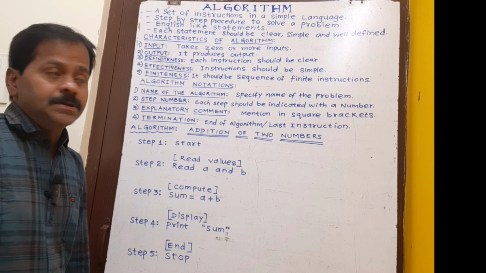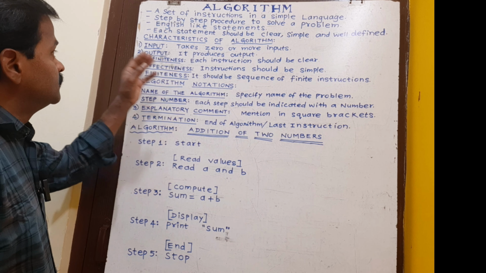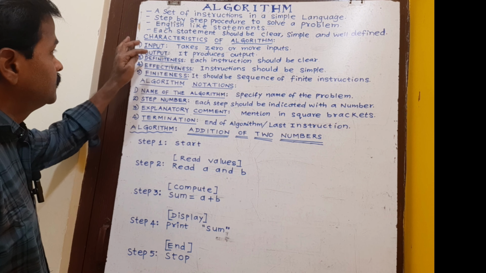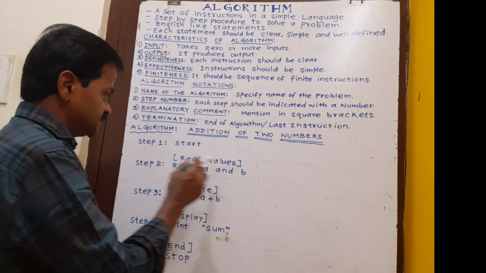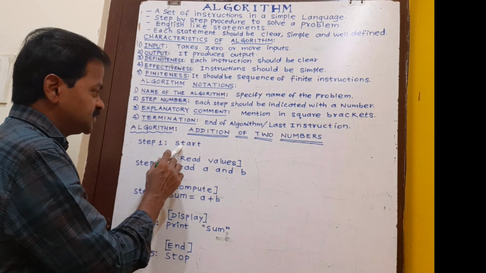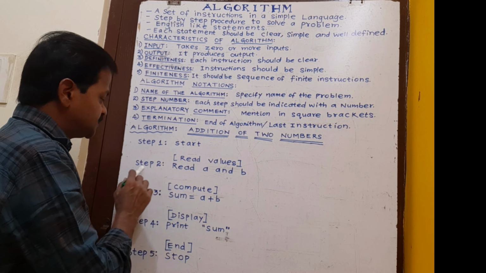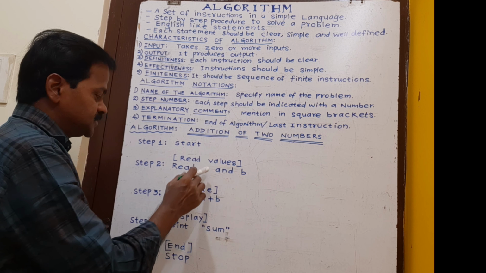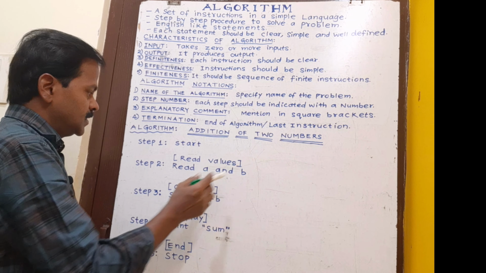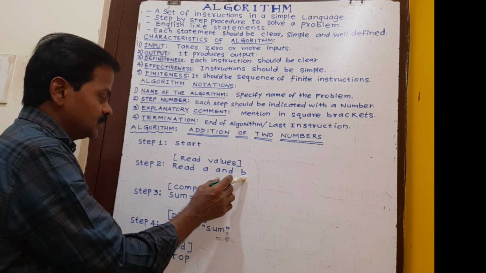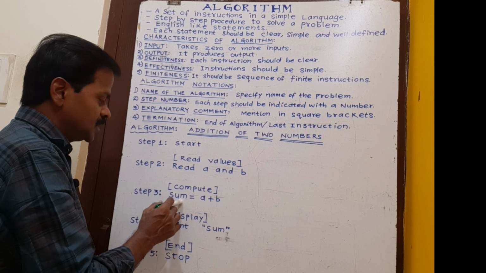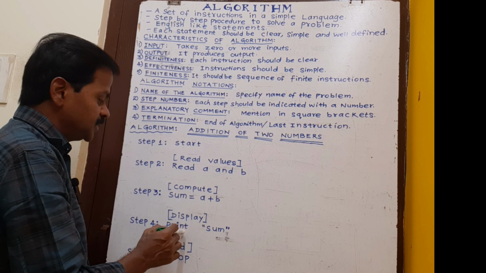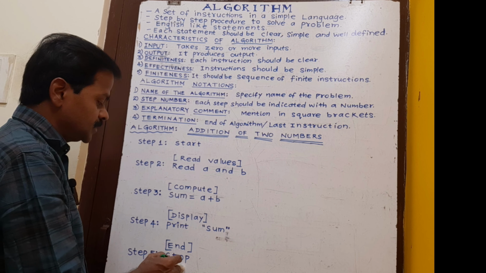Here you see the characteristics of an algorithm. Every algorithm will have input. This is the algorithm for addition of two numbers. Step 1: start. Every algorithm will begin. Step 2: read A and B. Here we are reading two values, A and B. After that, the sum of these two numbers will be assigned to sum. Next, we have to print that sum. After that, we end the algorithm.